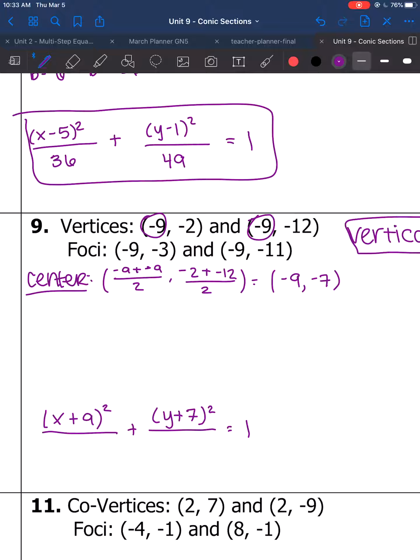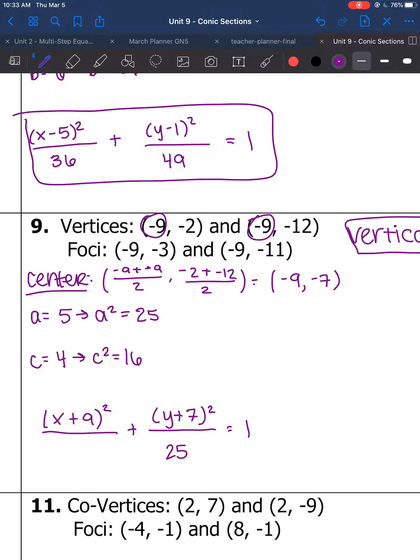And then we need to determine what A is and what C is this time, since we have foci. So between our vertices and our center, I'm moving 5 units. So A squared is 25. So 25 will go under our y since it's vertical. And then between our foci and our center, so between -3 and -7, I have 4. So that means c squared is 16. But that doesn't go under the x because it's c.